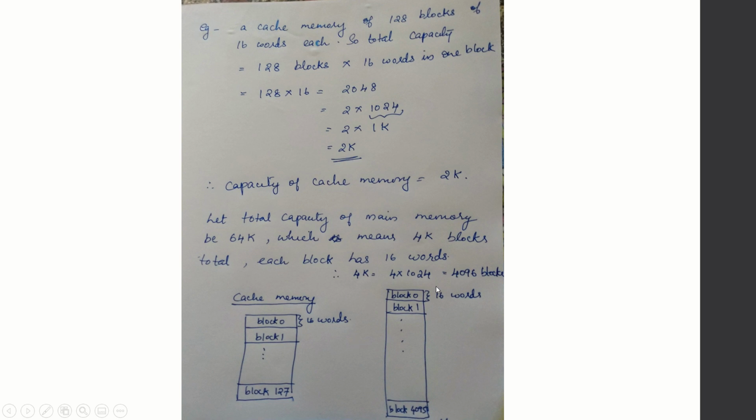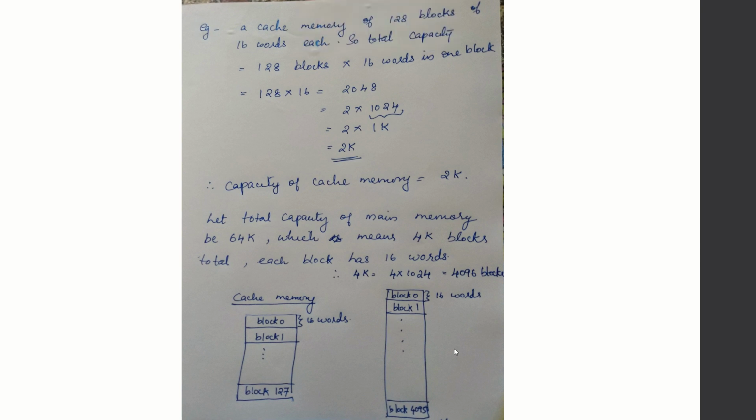Then, in the same manner, if you want to calculate the total capacity of the main memory in our example, 4096 blocks are there. Each block has the capacity of 16 words.